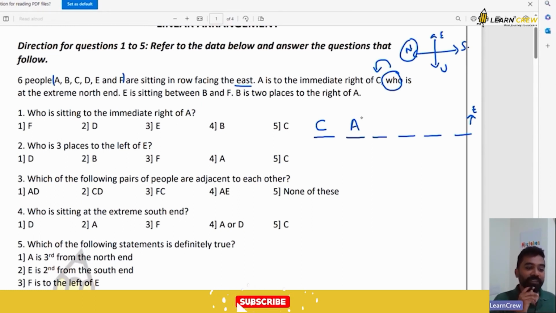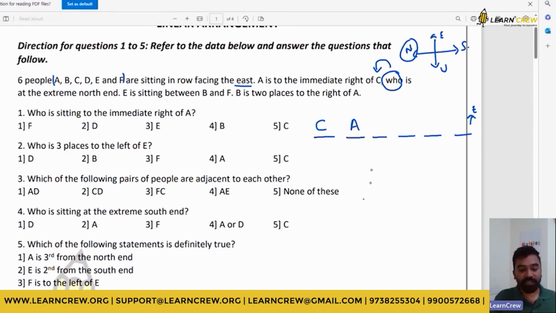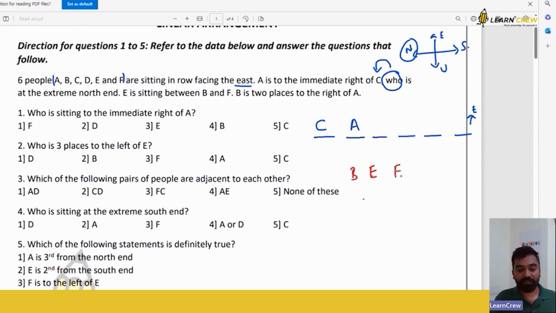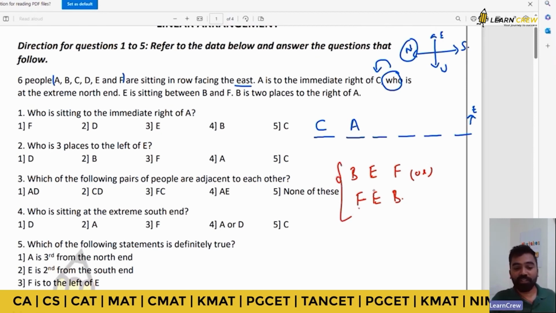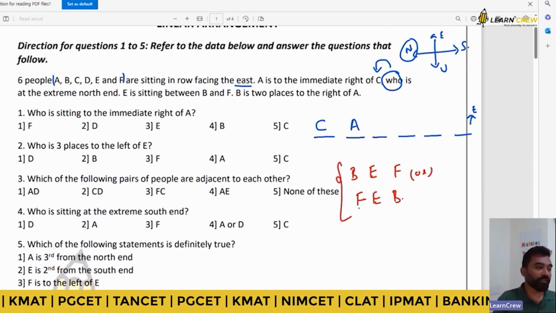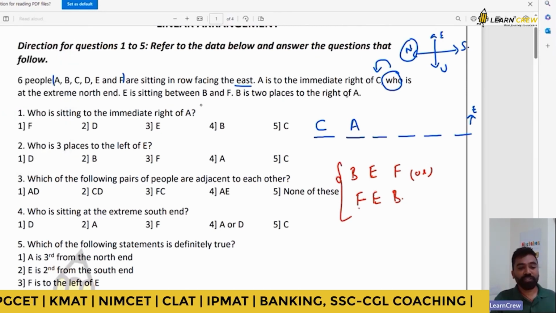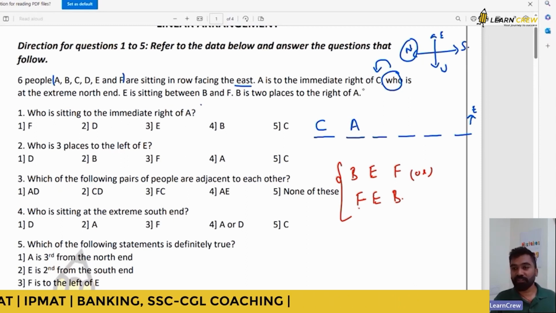E is sitting between B and F. So in this case, it can either be E here, B here, F here, or F here, E here, B here. Yes or no? These are the two possible conditions. So I'm not going to write down anything over there. B is 2 places to the right of A.